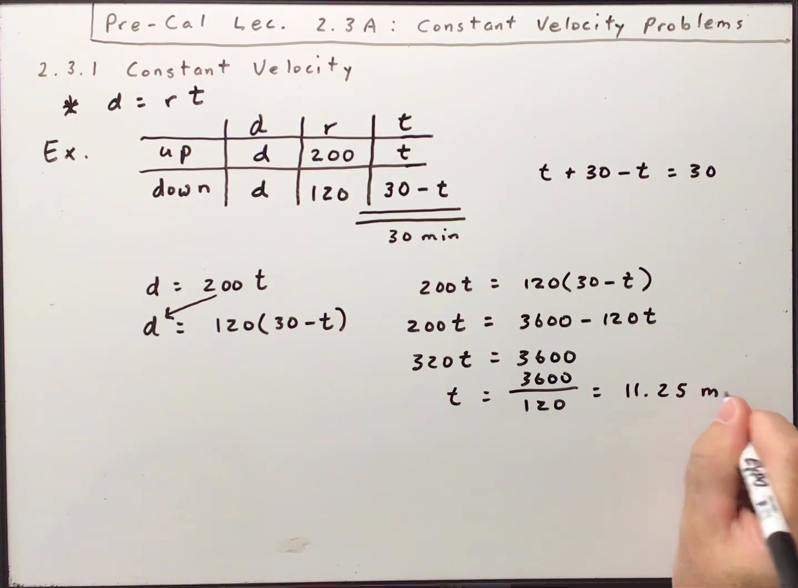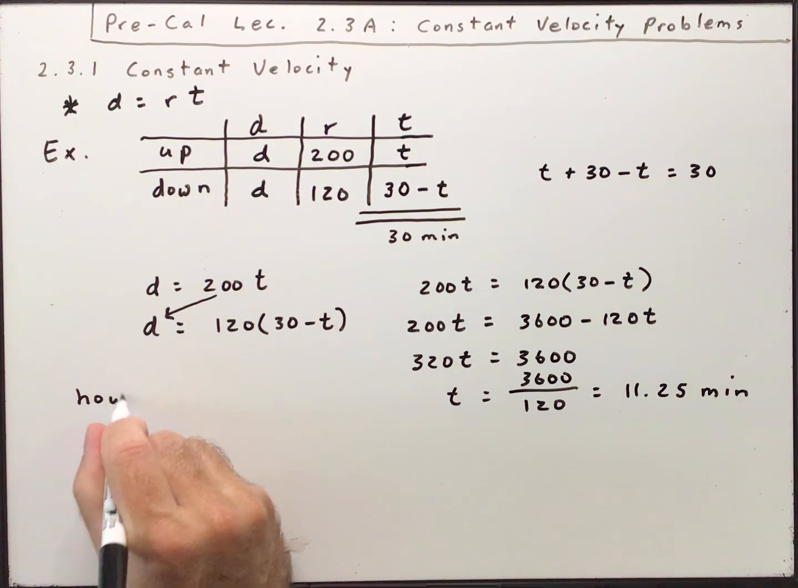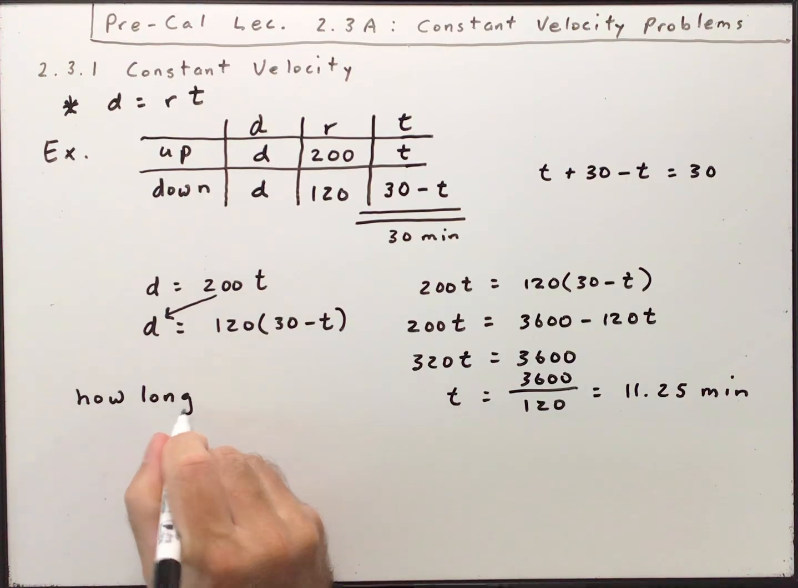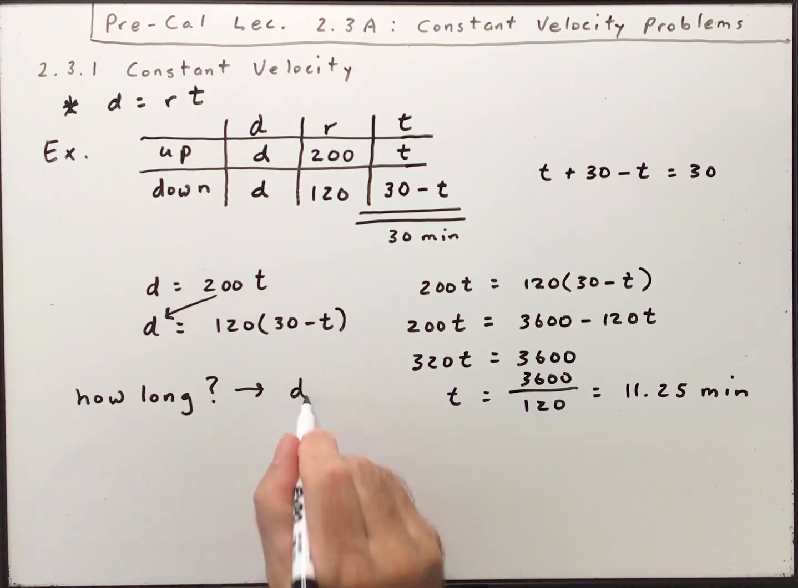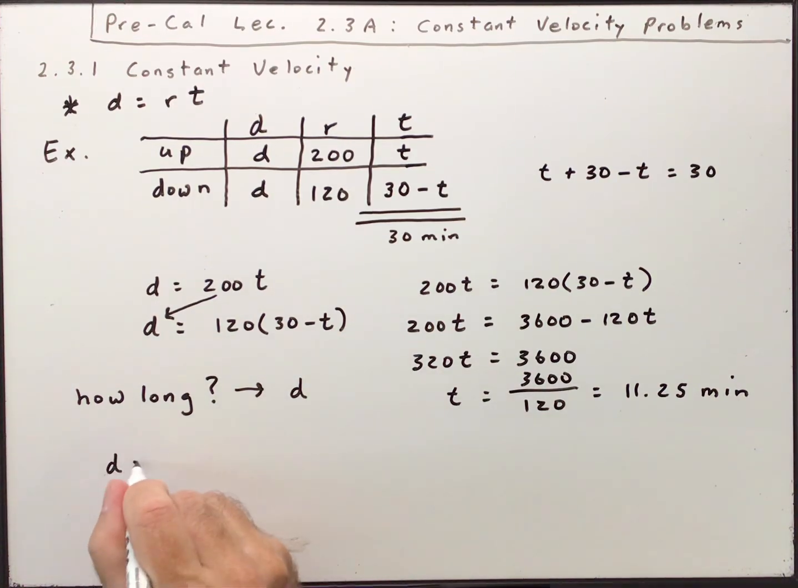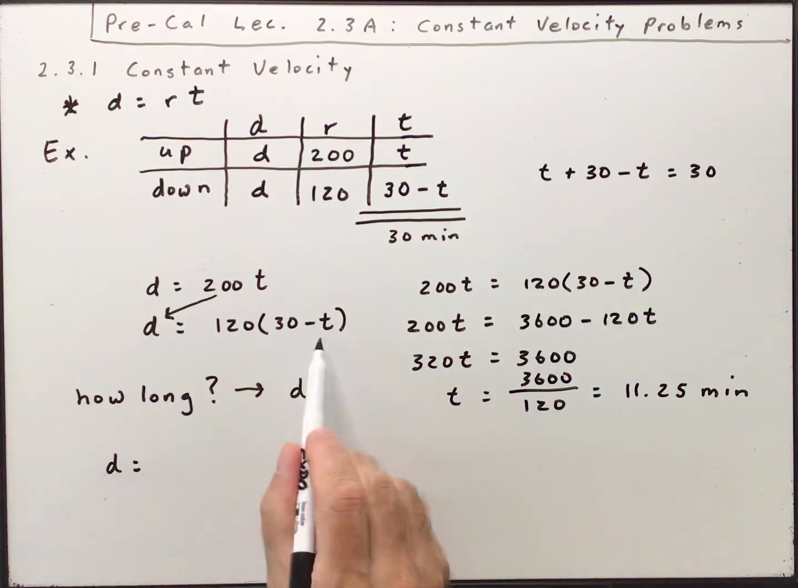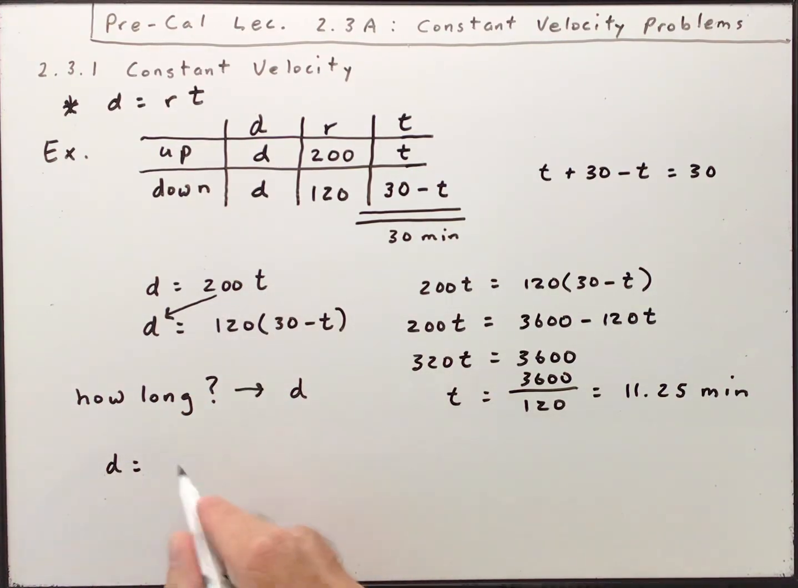Now that's not what the question is asking. The question is asking how long is the hill? Well, how long the hill is is the distance. Okay, well, we know distance is equal to, we have two equations. I'm always going to use the easier one if I can. Distance is equal to 200 times time.